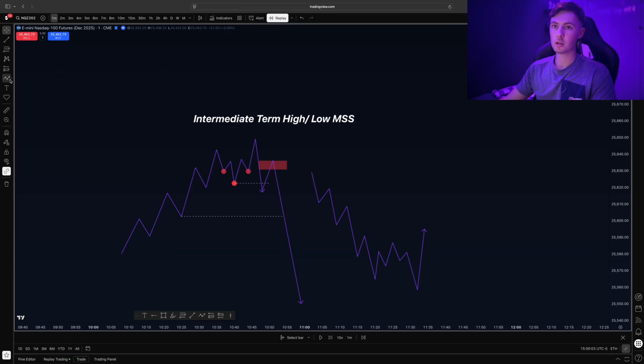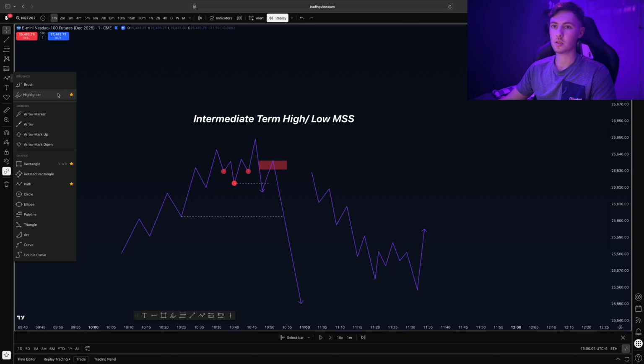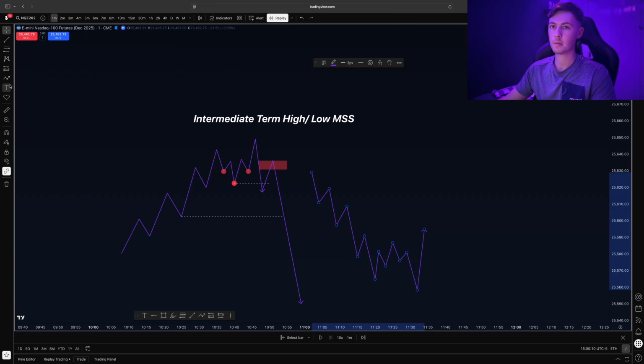So again, a bullish, or should I say an intermediate term swing high, is just where you've got a lower short term high to the left of it.